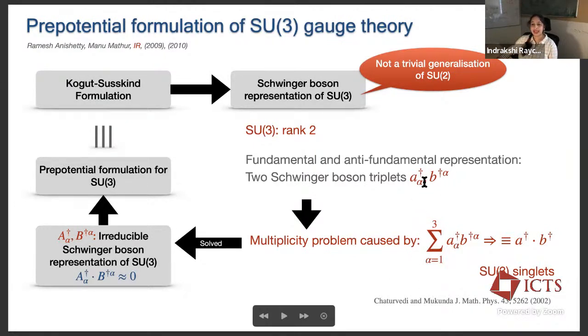And being defined on the same position or the same link, they can form a singlet, and that gives rise to a multiplicity problem for the SU3 Schwinger boson representation. However, we have obtained a solution for this multiplicity problem in terms of variables called irreducible Schwinger bosons. These irreducible Schwinger bosons are pretty similar to the SU2 Schwinger bosons, and they create the irreps of SU3 directly. One no longer needs to symmetrize or antisymmetrize these objects to get an SU3 irrep. So this has led to the prepotential formulation for SU3 gauge theory.